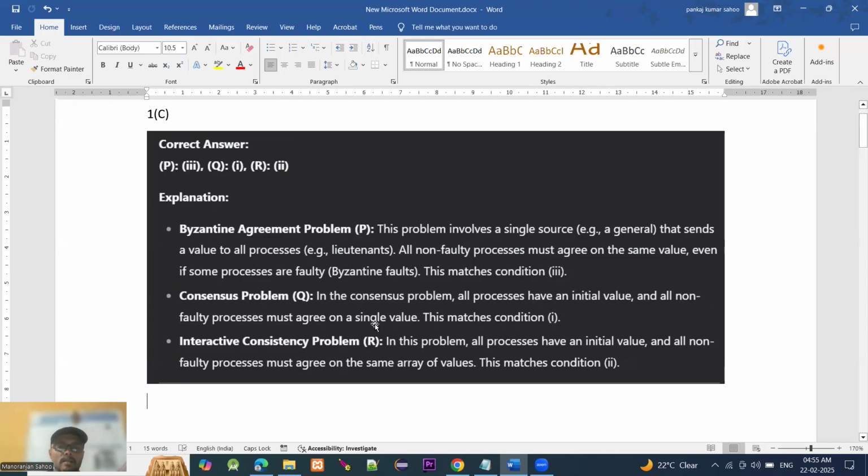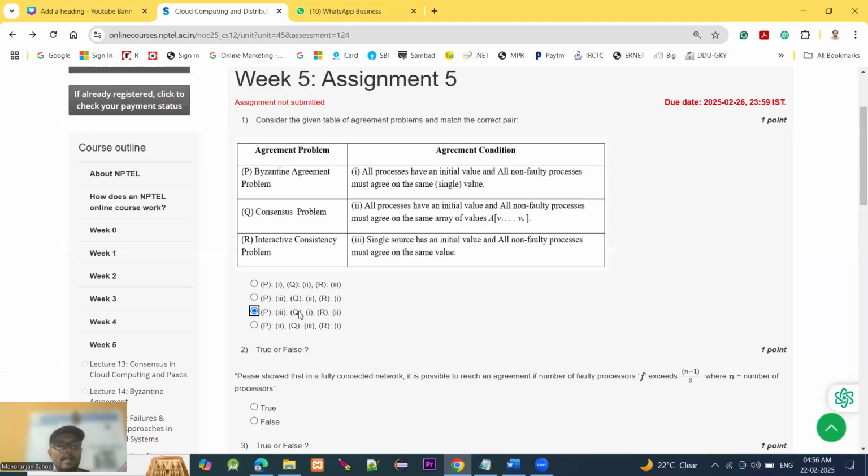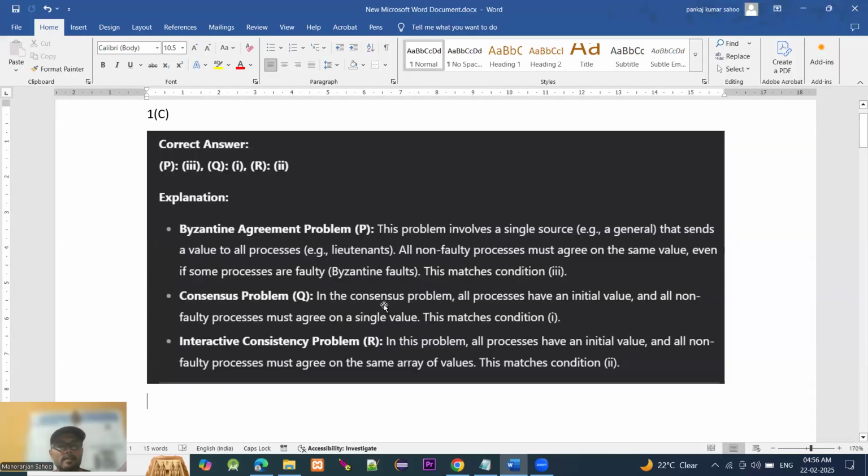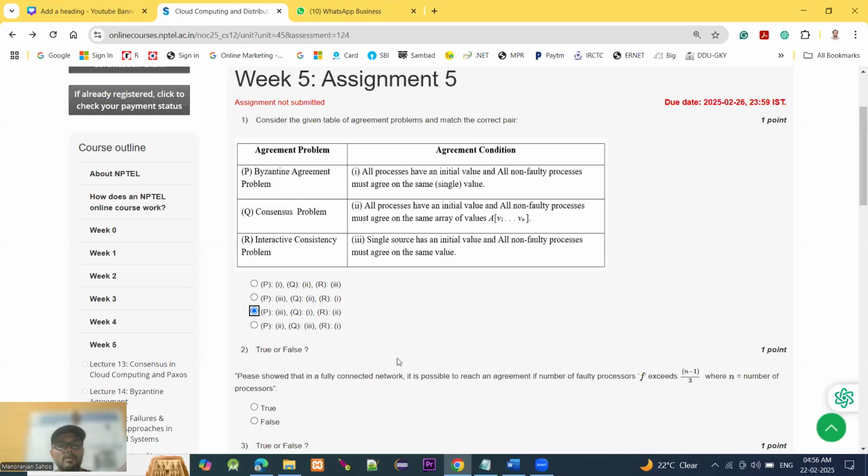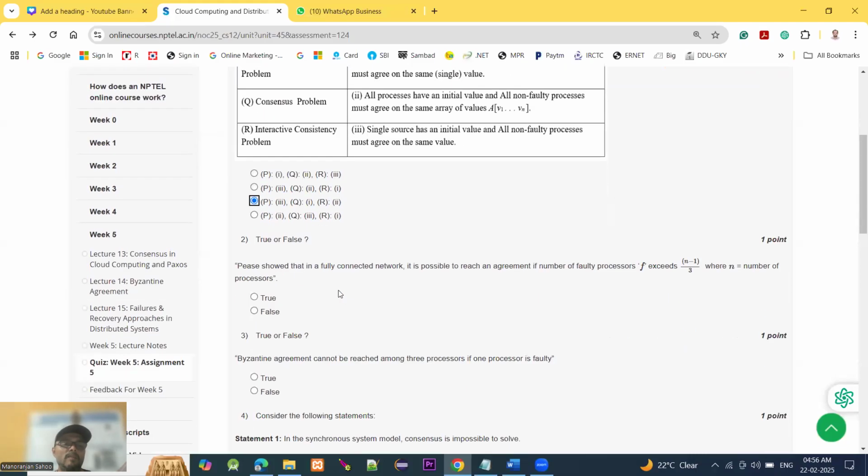Next, the consensus problem. All the processes have an initial value and all non-faulty processes must agree on a single value. This matches condition I, that means Q to I. Next, the interactive consistency problem. In this problem, all the processes have an initial value and all the non-faulty processes must agree on the same array of values. That matches option II.